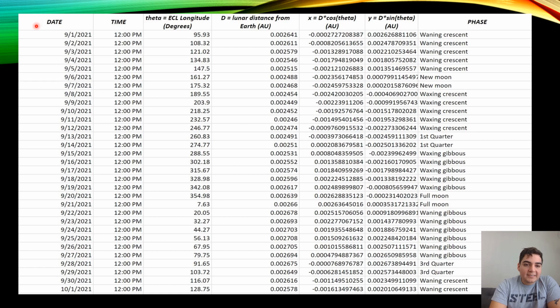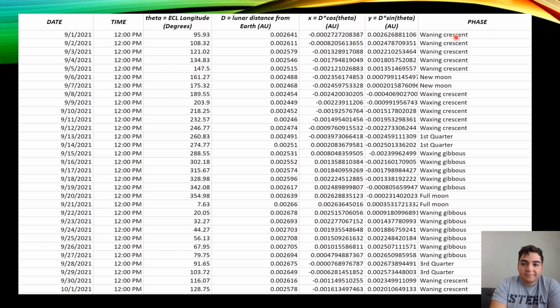First, we have the dates that the Moon was observed from September 1st all the way to October 1st, 2021. 12 p.m. was our time consistently. We have our ECL longitude in degrees. Then we have the lunar distance between the Earth and Moon in AU. And then we had a bunch of polar coordinates that we shifted over to Cartesian coordinates using the formula above. And this is the data that we get.